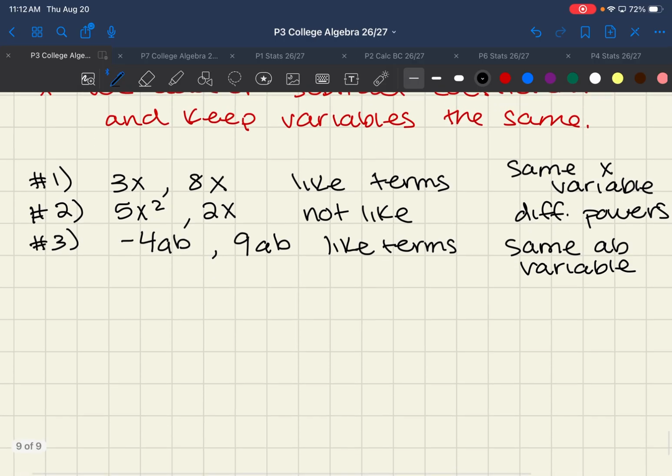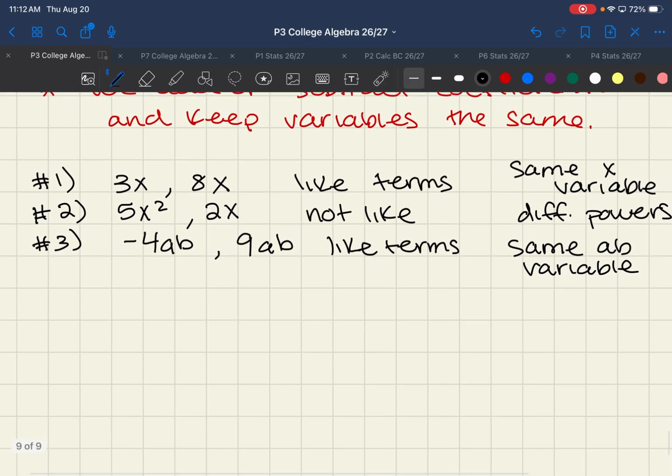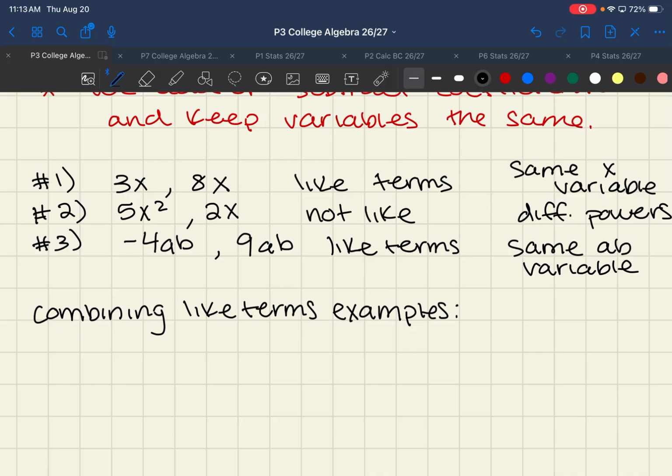Now we're going to look at combining like terms. So now not just identifying if they're like terms, but actually combining them. Examples. Example 1, we have 4x plus 7x. First thing, are they like terms? Yes. So then we just add the coefficients. What's 4 plus 7? 11. So the answer is 11x.